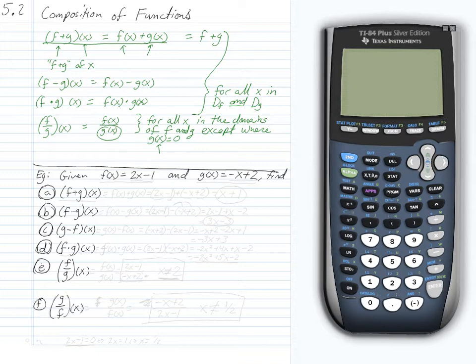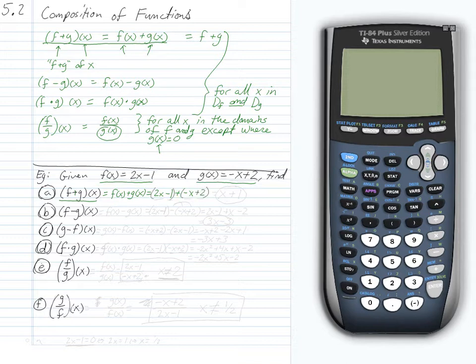Alright, so here in our first example, we're given two functions. f of x is the function 2x minus 1, and g of x equals negative x plus 2. So if we would like to figure out what this new function f plus g of x is, all we need to do is remember the definition. This is the same as saying f of x plus g of x. And because we know what f of x and g of x are, we can plug those in. So 2x minus 1 plus negative x plus 2.